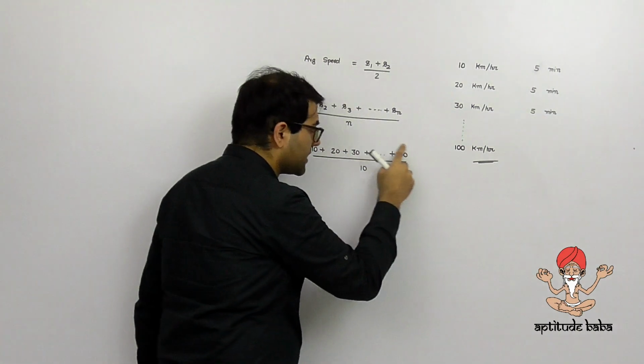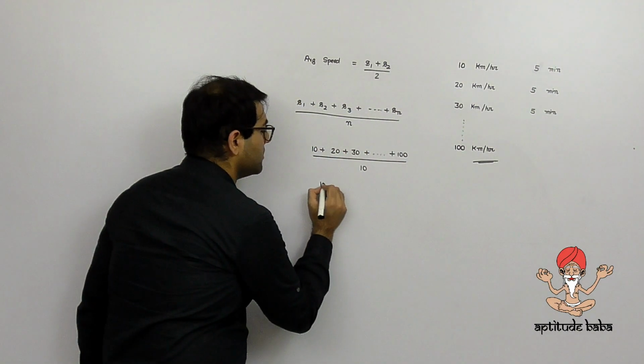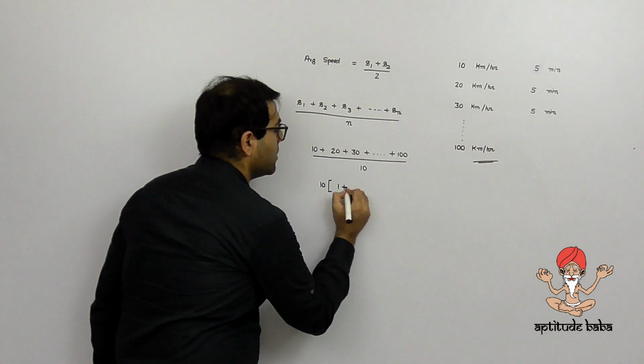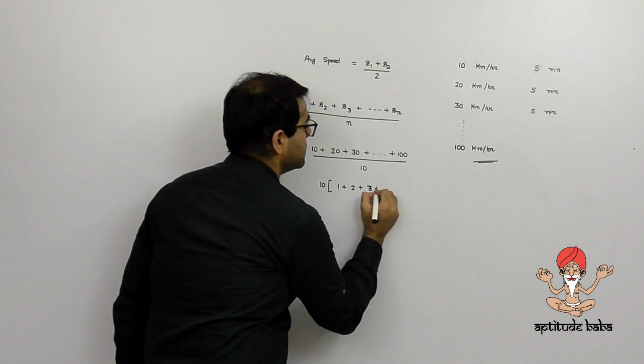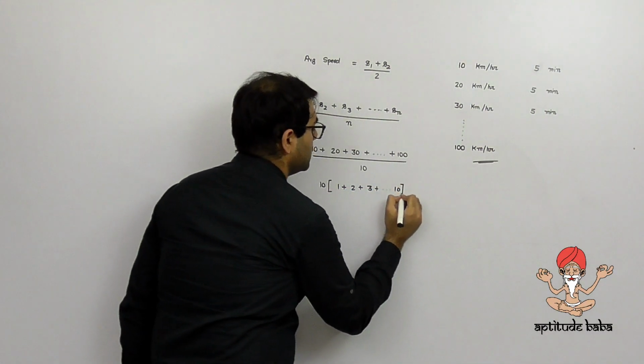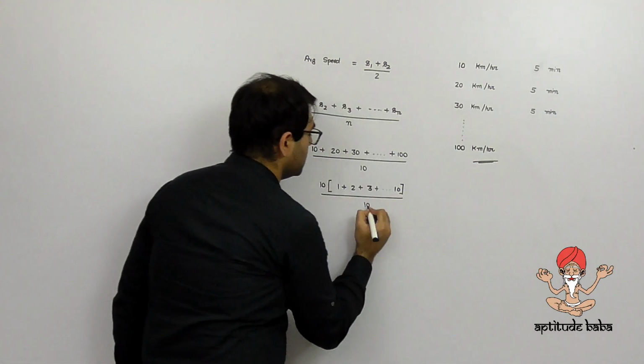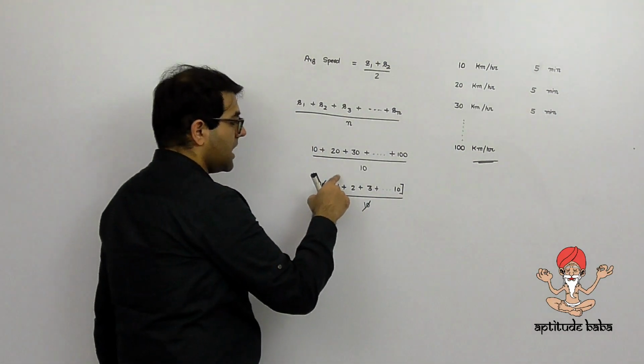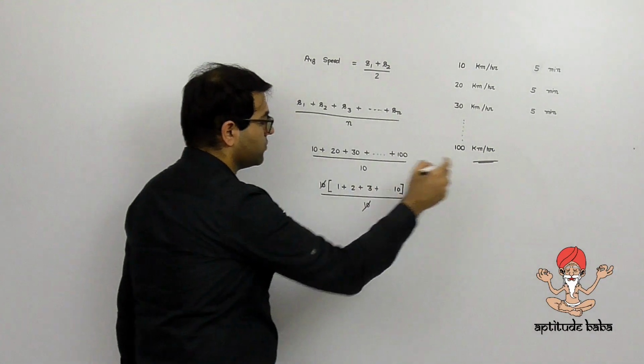सबसे पहले तो इसमें से मैं एक 10 कॉमन निकाल सकता हूँ. So if I take a 10 common out, what I am left with is 1 plus 2 plus 3 plus so on up till 10 divided by 10. Now this 10 cancels out. So the average speed is 1 plus 2 plus 3 plus so on up till 10.